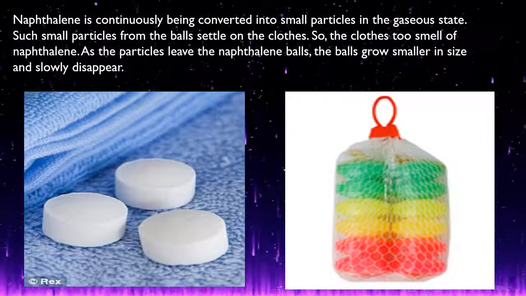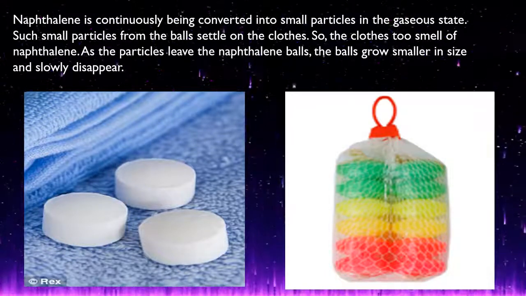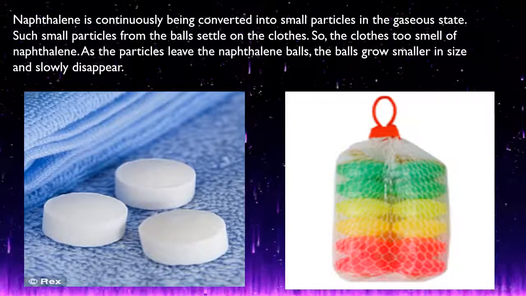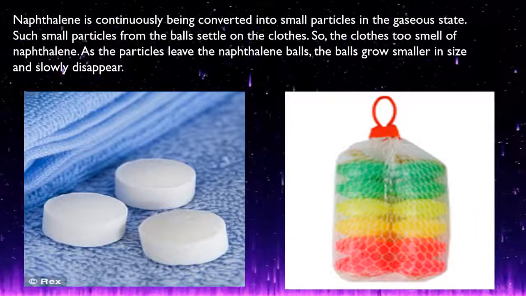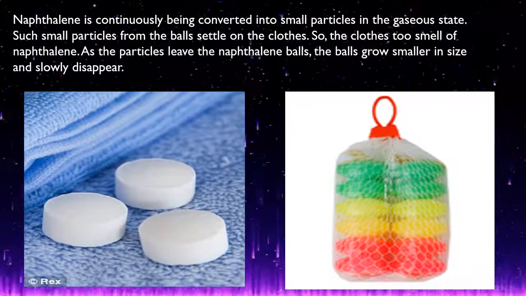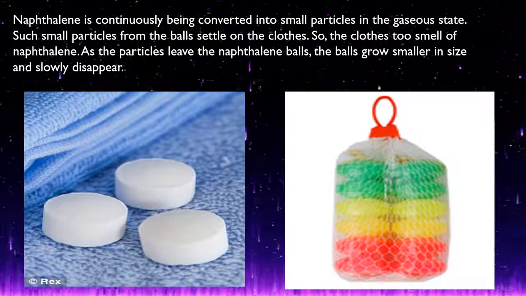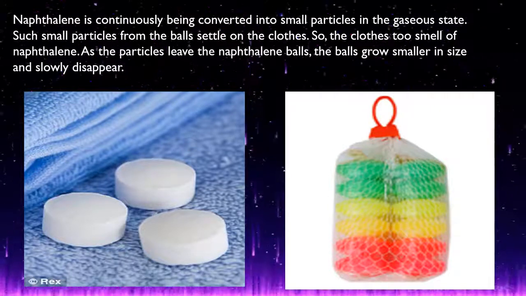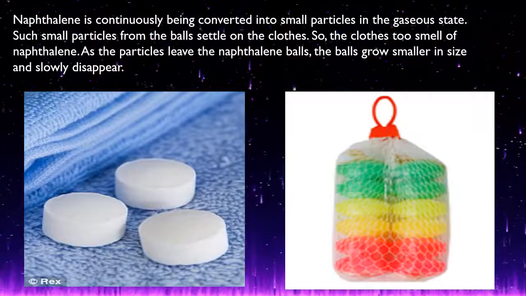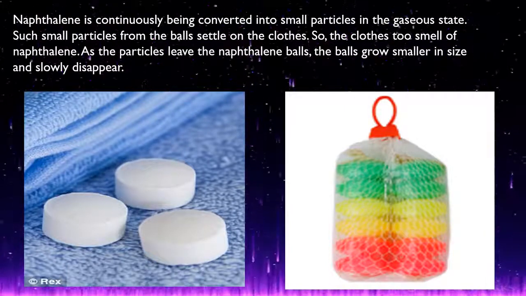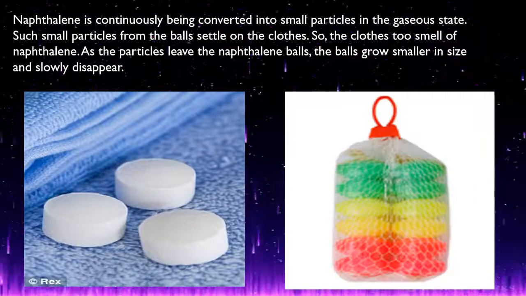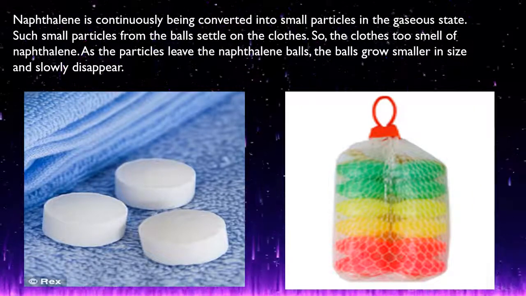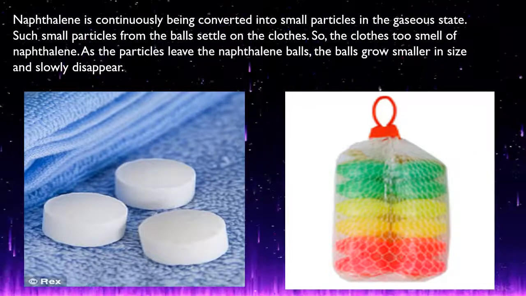Now this chemical, that is the naphthalene balls, they have a property of converting directly into gas. ठीक है, from solid state to gaseous state. Such small particles from the ball settle on the clothes, so the clothes too smell of naphthalene. As the particles leave, the naphthalene balls grow smaller in size and slowly disappear. As I told you, these balls convert directly into gas.